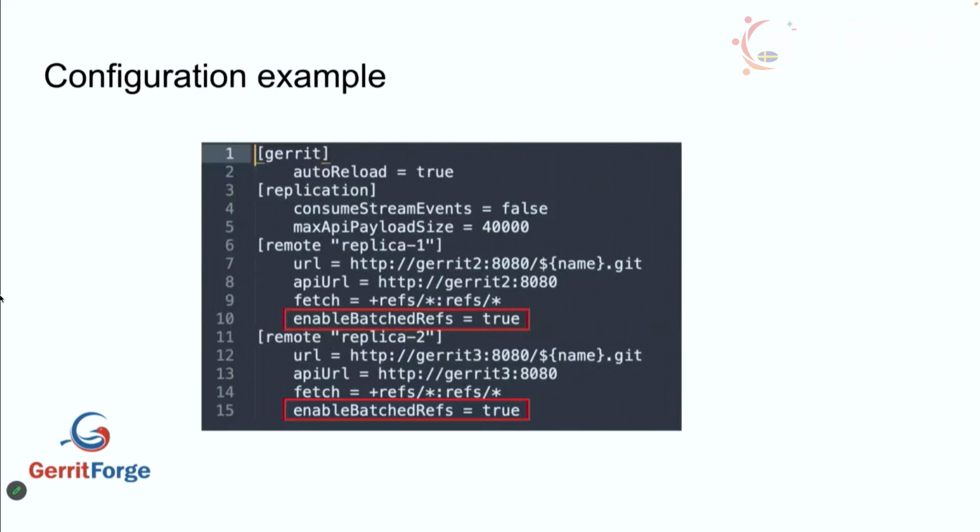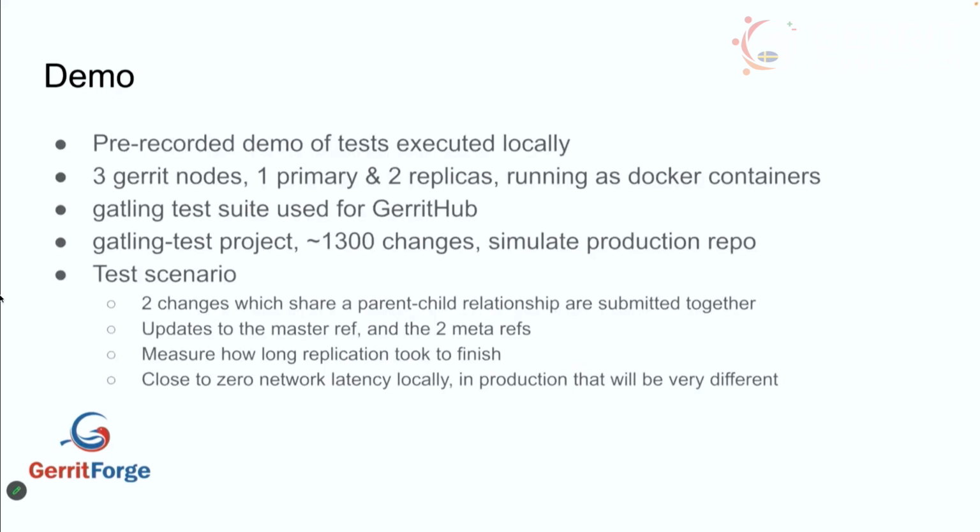This is how the config will look in the new world. So we have two remote targets, replica 1 and replica 2. And the new thing here is the enable batch refs setting, which is set to true to enable this.